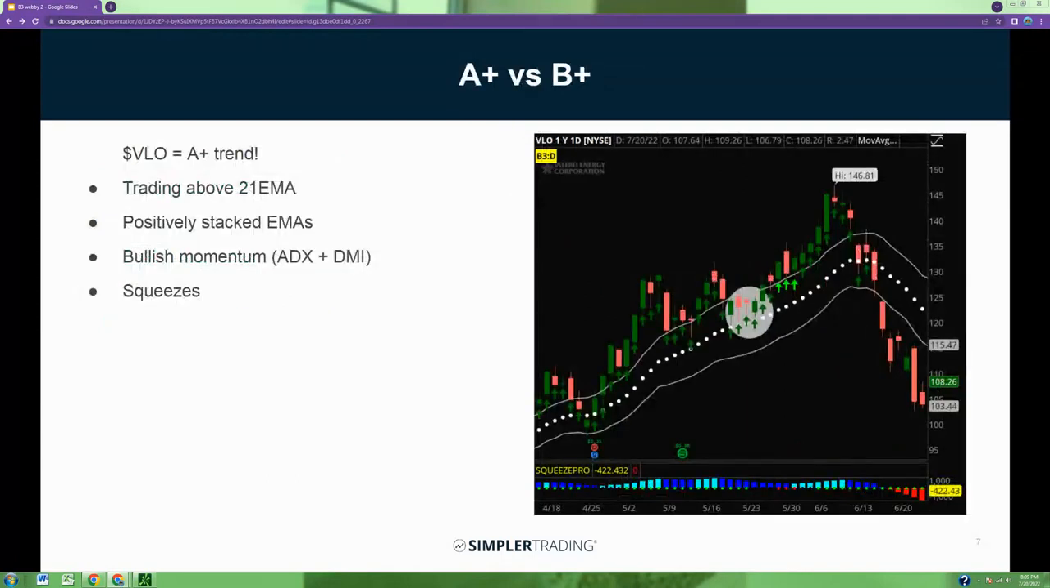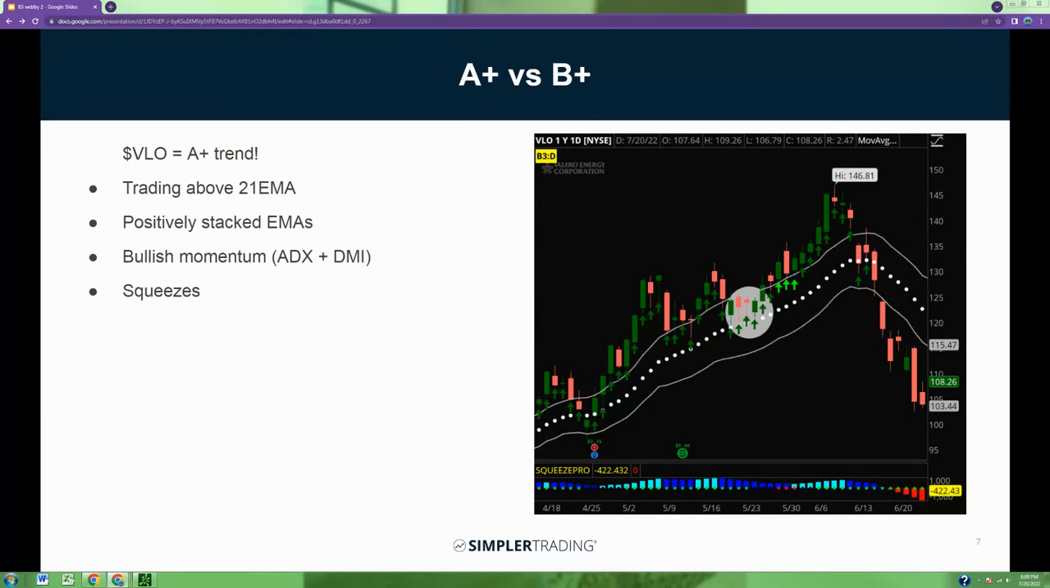Now, to make things even worse, and if y'all have ever done this, let me know in the chat. I'm pretty sure we've all done this at one point. Have you ever taken the subpar trade, right, the B+ setup, only to sit back and watch the setup that you should have traded work perfectly? That's what happened here, right?